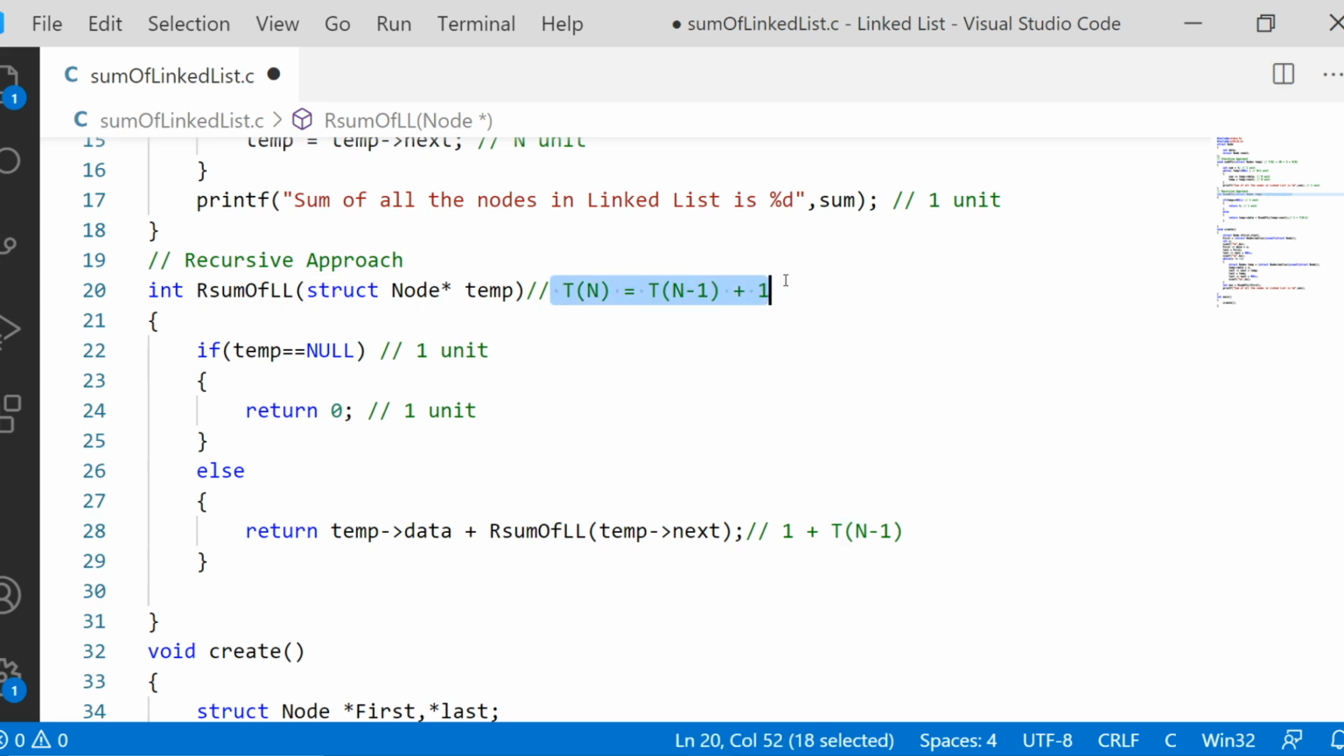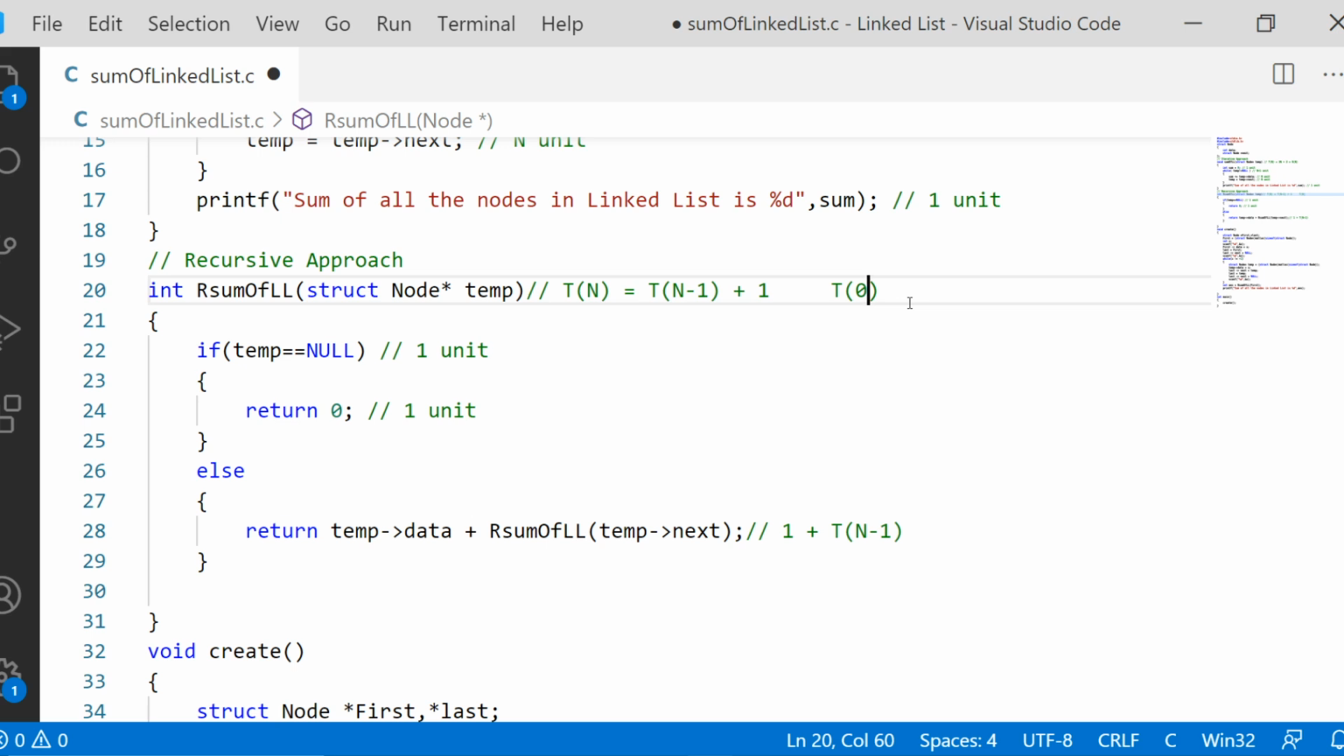Now we also have to mention the base condition. This will be executed when the else part is executed. Suppose there is the endpoint. What is the endpoint? If your temp is null, when your temp becomes null, how many nodes will be there hereafter? No node will be there after a null. So the base condition is going to be T of 0, where 0 represents that at last there will be no other node available.